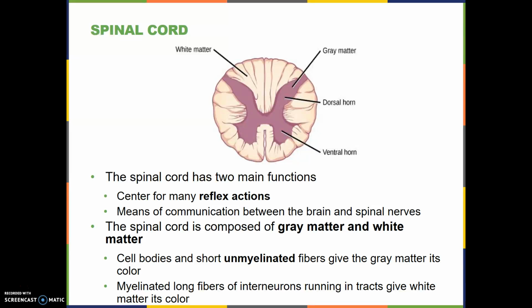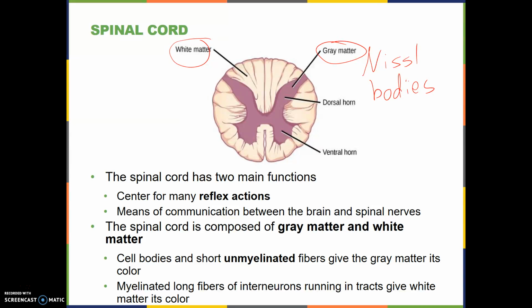All right, if we look at the structure of a typical spinal cord, a cross section through it, I'm sure you've heard the terms white matter and gray matter. Gray matter actually gets its color from Nissl bodies. Nissl bodies are just groups of ribosomes and rough endoplasmic reticulum, and those are found in the cell body, or the soma, of the neuron. So gray matter gets its gray color from those Nissl bodies.